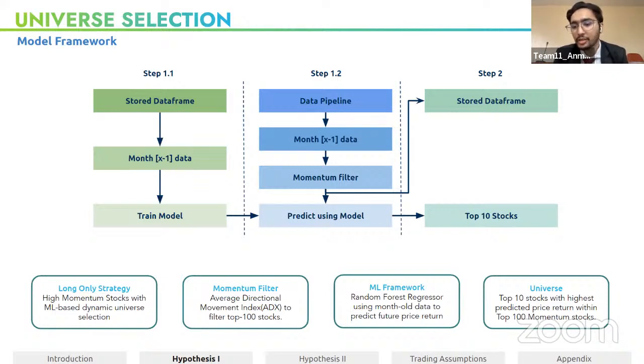In that case, we extract the stock for 2 months back, that is the month of May, from the stored data, and then use the returns for the last month, that is June, as the dependent variable to train a random forest regressive model. In the next step, we first extract last month's data from the pipeline and then sort it by ADX values to get the top 100 high momentum stocks. The same data is also saved to the stored data frame and will be used to train the model for the next month. Now we use our model to predict the performance of these top 100 stocks for the current month, which is July, and then select the top 10 among these.